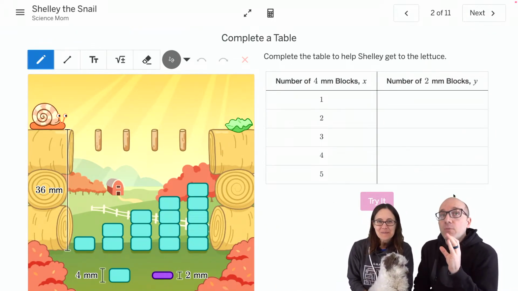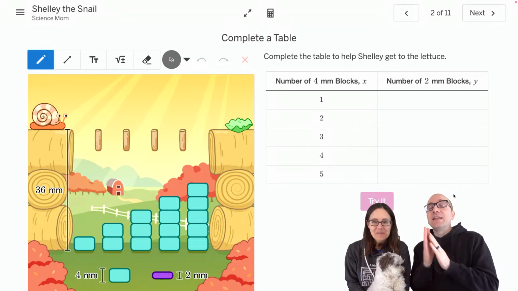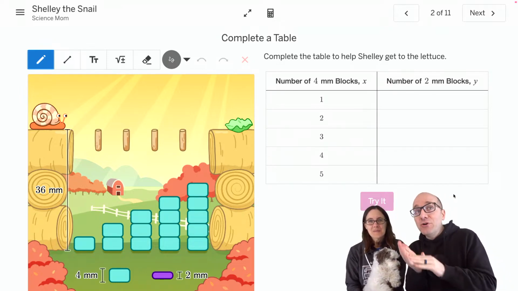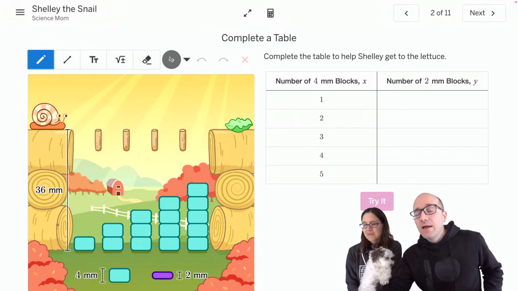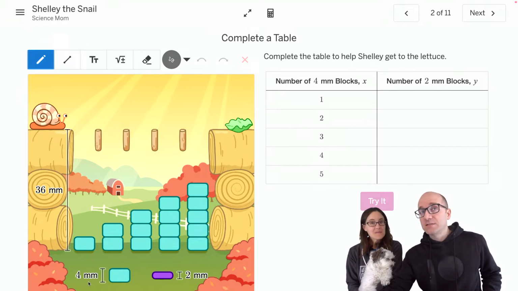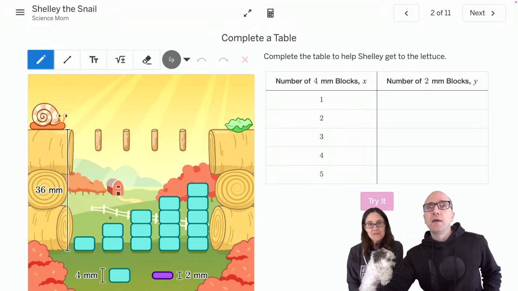Okay, so now we're on to screen 2. In the upper right corner you can navigate, and in this case we have a 36 millimeter height. So I'm reading along the left side here, and we are already given some stacks of 4 millimeter blocks, which is different than the size we had on the previous screen. And we are asked to fill in the rest using 2 millimeter blocks.